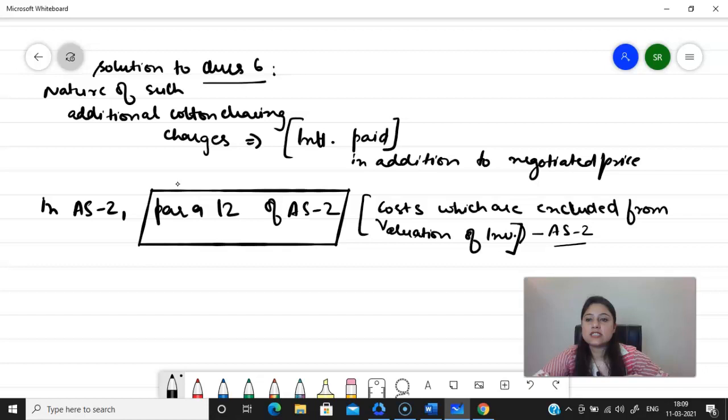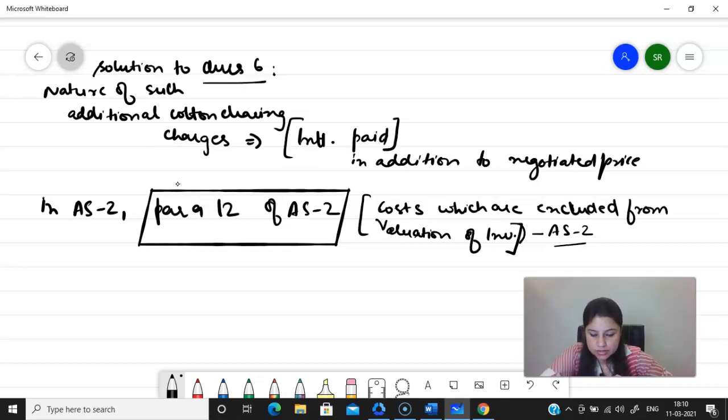So as it is mentioned in the question, because this was of the nature of interest being paid to the supplier due to the delay in picking up such cotton from the supplier's godown, such interest charges should not be included in the valuation of inventory.